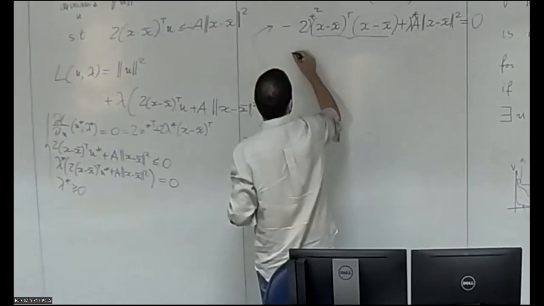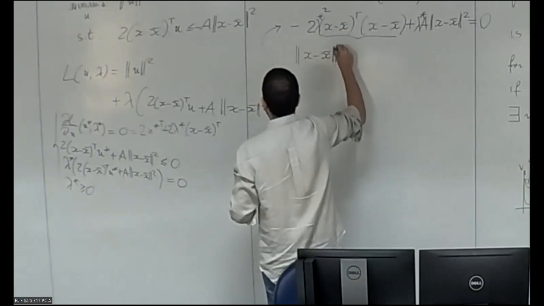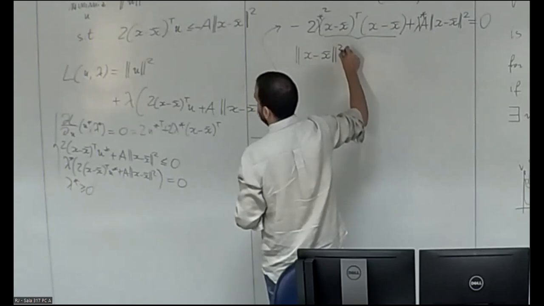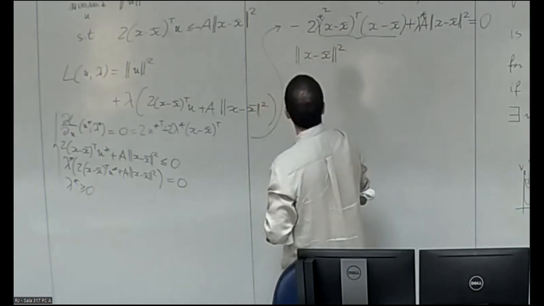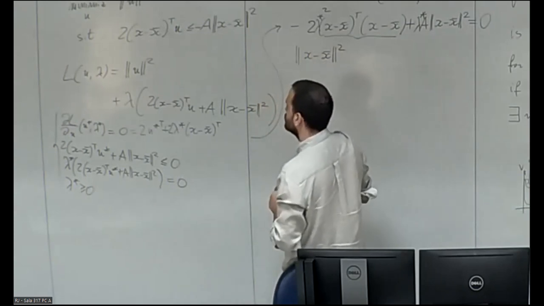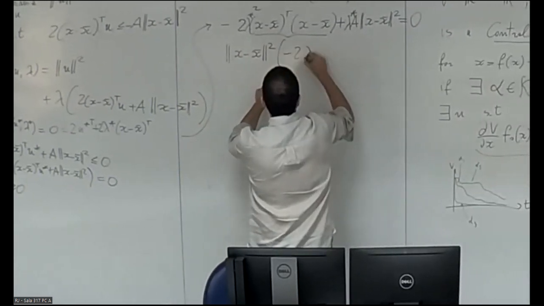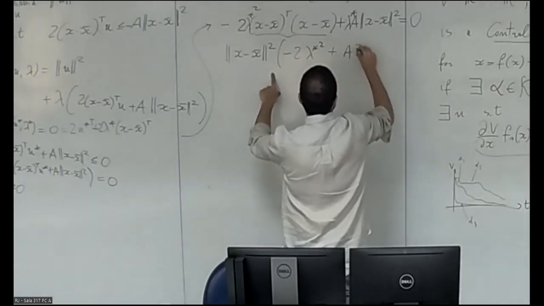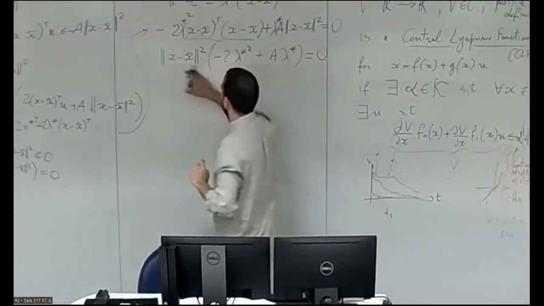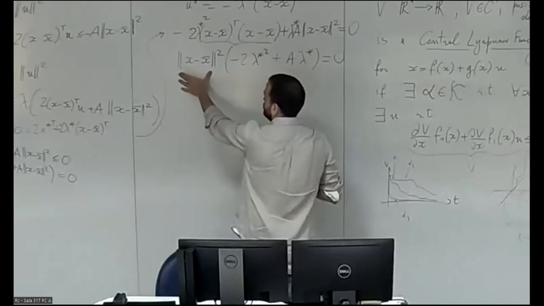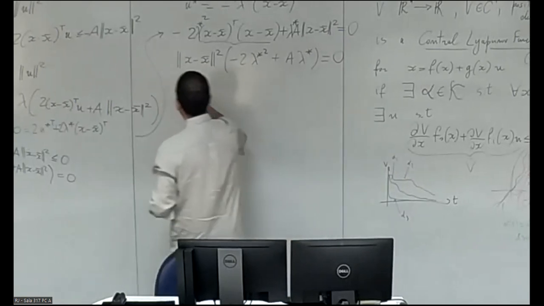So what we get here is minus 2 lambda star squared plus a lambda star. Did I miss a 2? No. So this is always non-zero when x is not at x bar, so for x different from x bar.